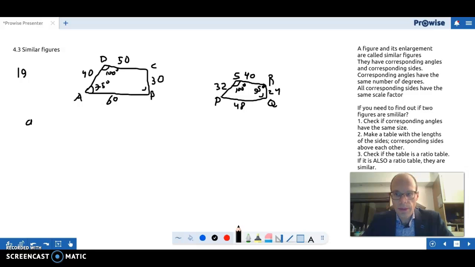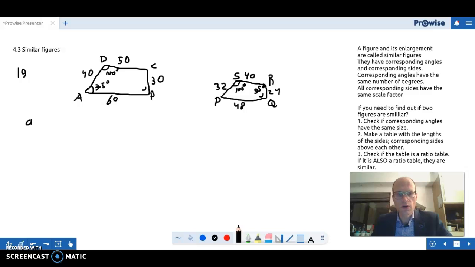Hi guys, I'm going to show you a bit of paragraph 4.3 about similar figures. Basically, if one figure is enlarged, they're called similar figures. And they have corresponding angles and corresponding sides.